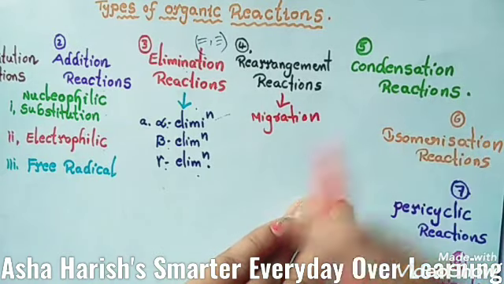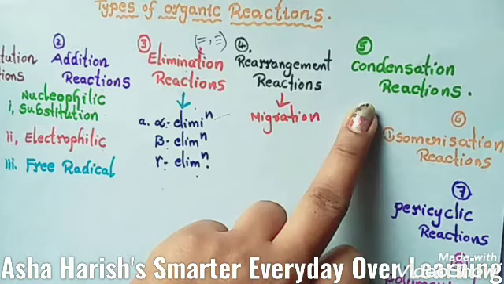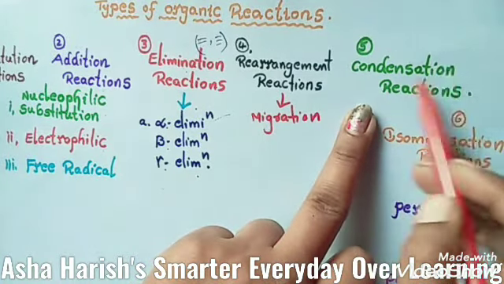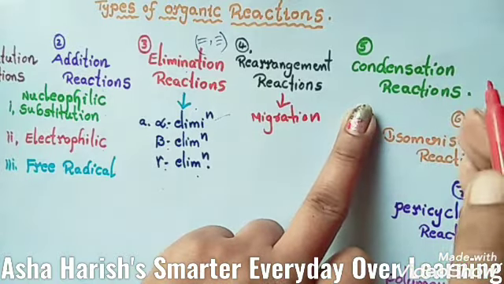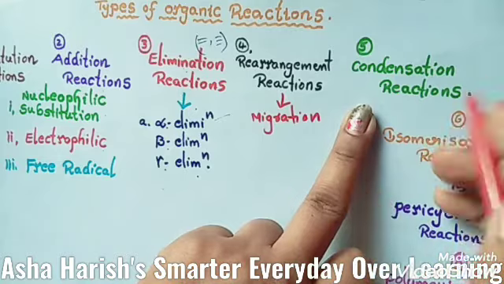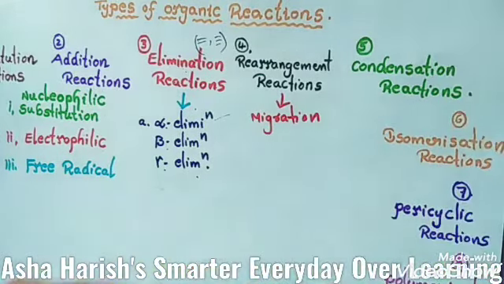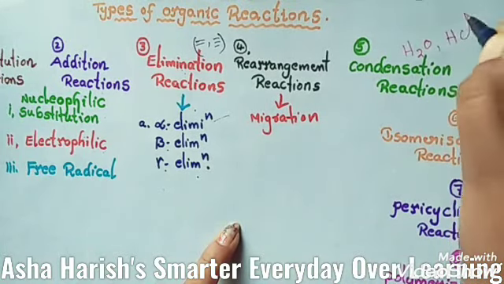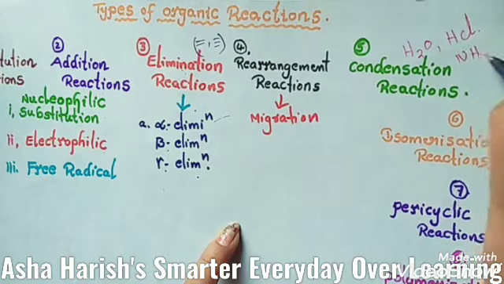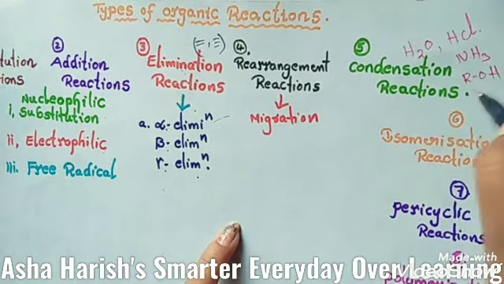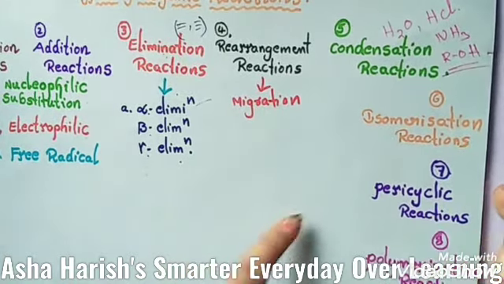Okay, now let's see the definition of condensation reaction, number 5, the fifth type. In these condensation reactions, two or more molecules of the same or different reactants combine to form a product with or without the elimination of simple molecules, such as H2O, HCl, NH3, ROH. Okay, let's see briefly about these.